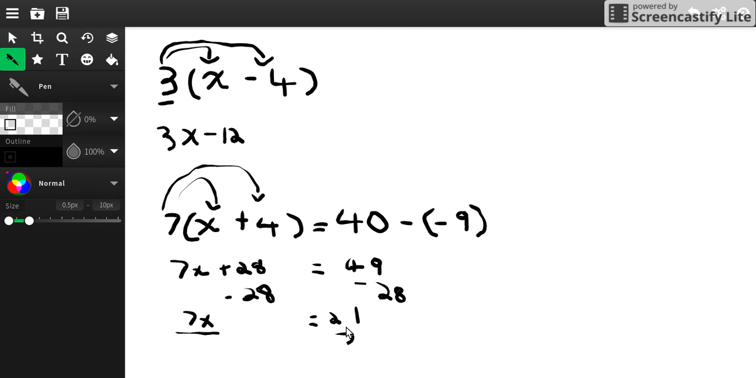Oh, sorry. Oh, great, my pen's glitching. I have no clue what's going on.